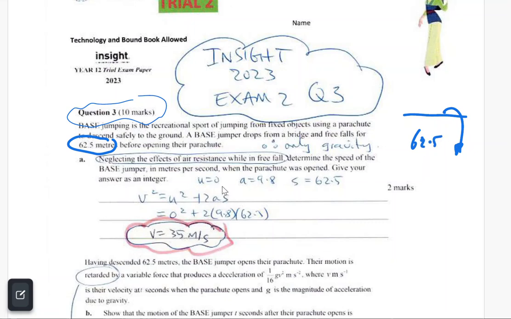So we have constant acceleration of 9.8. I'm assuming down is positive. So the distance down is 62.5, a is 9.8, u is 0, and solving for v I get 35 metres per second when we get to this point.